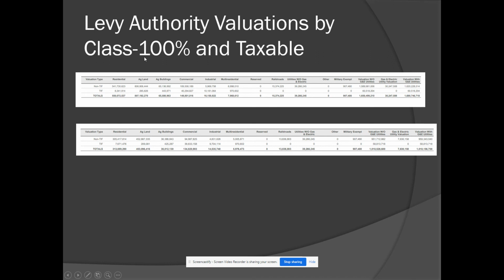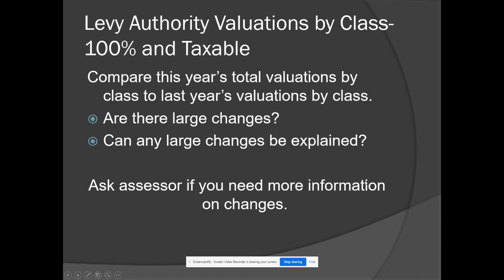Levy authority valuations by class, 100% and taxable. This is just another good report that you can run. Your local levy authorities may run it because it helps them understand what their tax base is, how their tax base is made up as far as by class of property. And again, it's good to compare this year's total valuations by class to last year's valuations by class. Look for large differences. Large changes are easily explained by a variety of different factors. And if you need more information, you can always contact the assessor for more information on valuation changes in general.